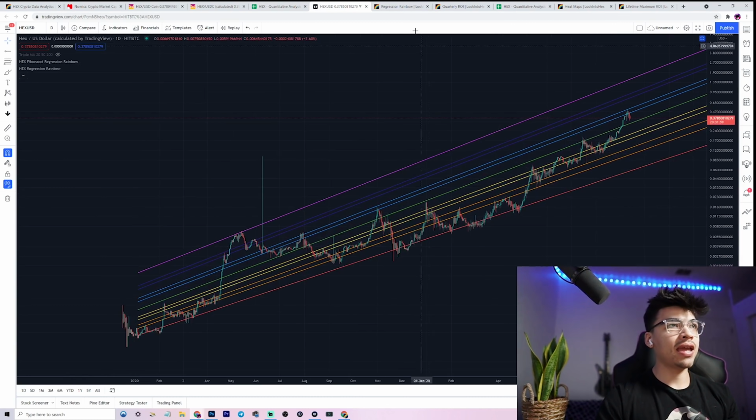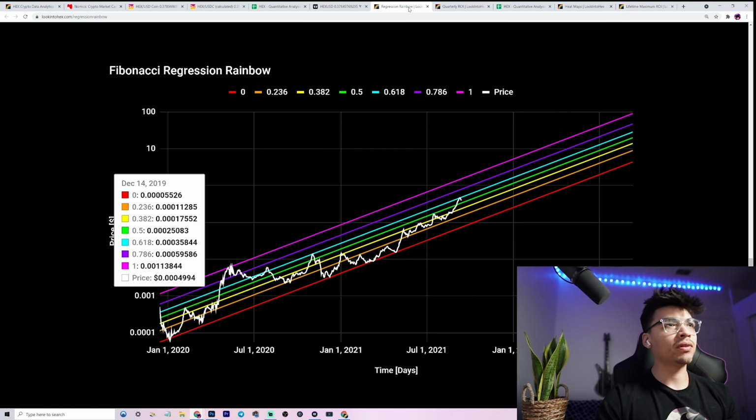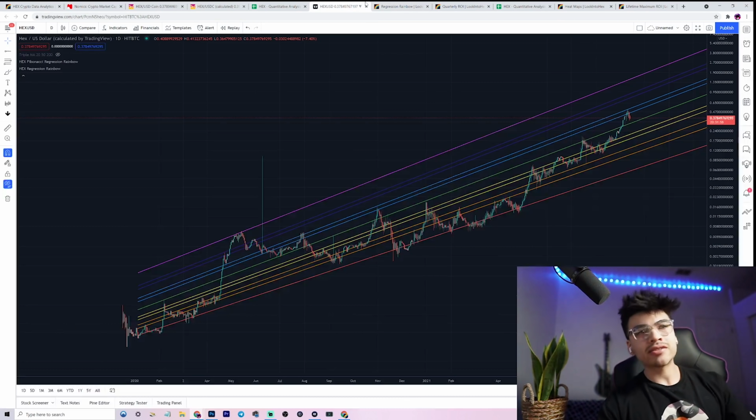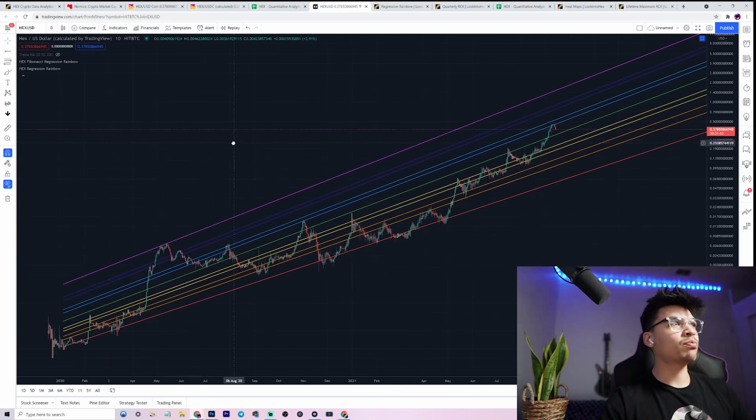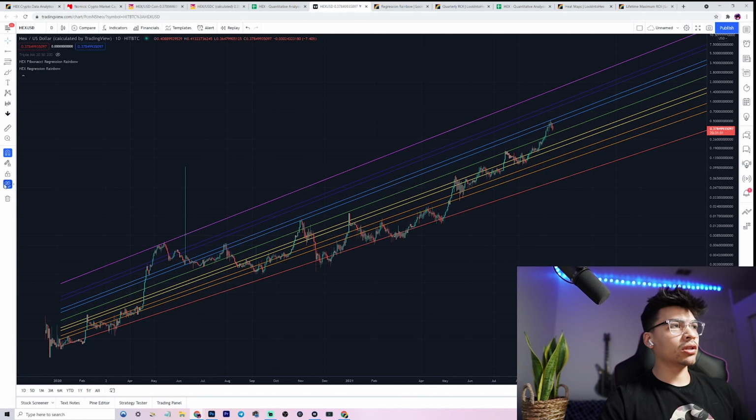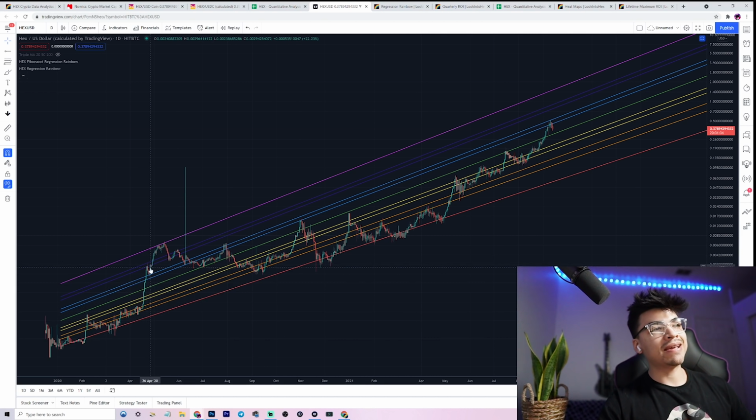Because if you look at a model, let's look at our regression rainbows for a second. Actually, let's point this out first. Look at what happened back here, right? We had what we call our fractal. We ran up into the purple region of our regression rainbow after consolidating for a long time down here in a great reaccumulation zone. We ran up to purple, dipped back down to the blue ribbon, and then pumped into pink.